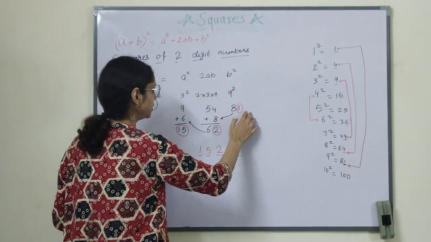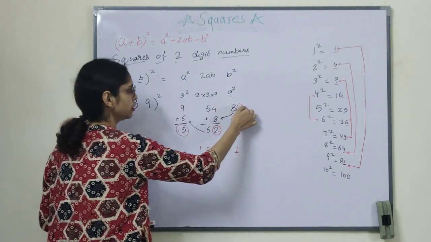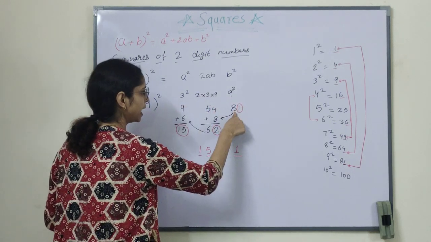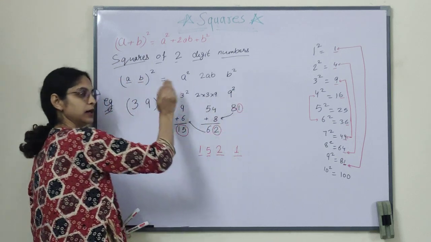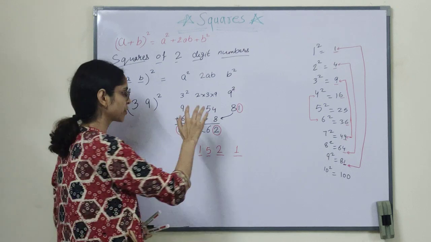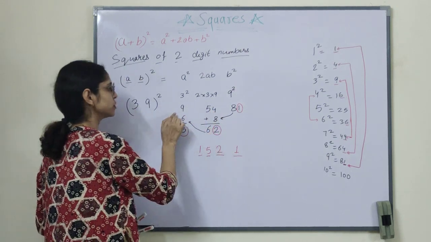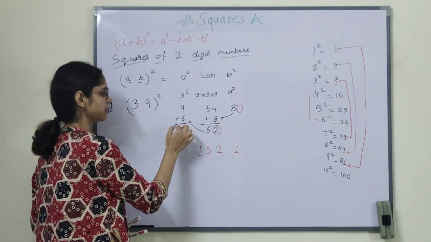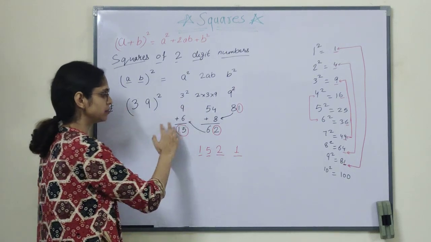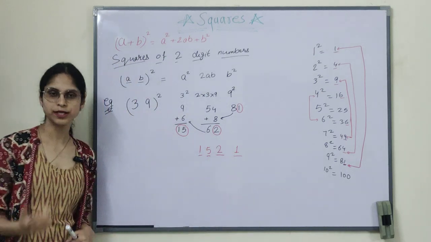9 square is 81, 2 times 3 times 9 is 54, 3 square is 9. 1 will come as it is, 8 will go to the left side, and we are adding 54 and 8 together because 8 was the carry. 54 plus 8 is 62, 2 comes as it is. Now 6 goes as the carry, 9 plus 6 is 15, and now because there is nothing else, we write 15 as it is. So the answer is 1521. We will take one more example.